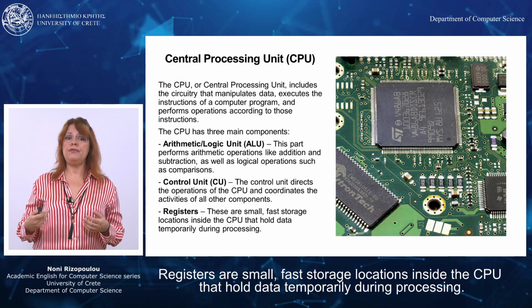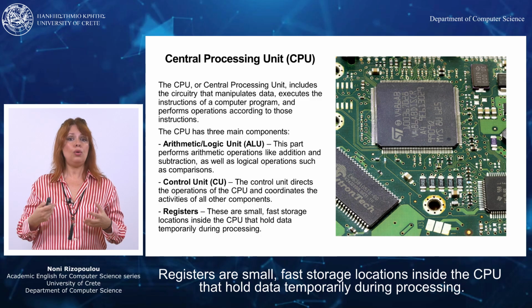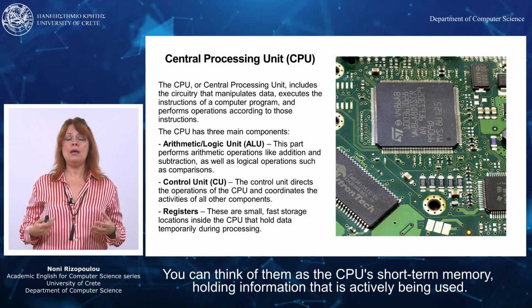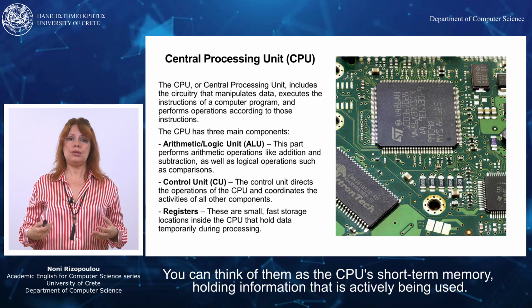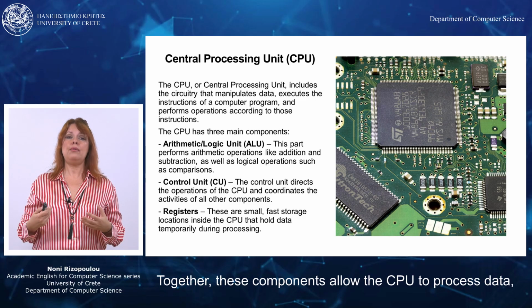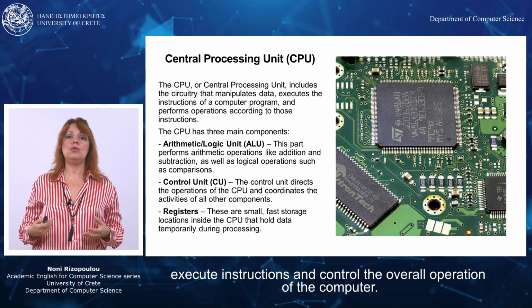Registers are small, fast storage locations inside the CPU that hold data temporarily during processing. You can think of them as the CPU's short-term memory, holding information that is actively being used. Together, these components allow the CPU to process data, execute instructions, and control the overall operation of the computer.